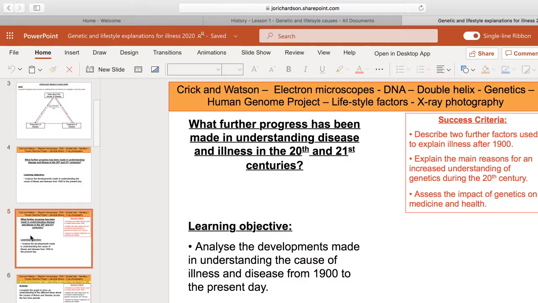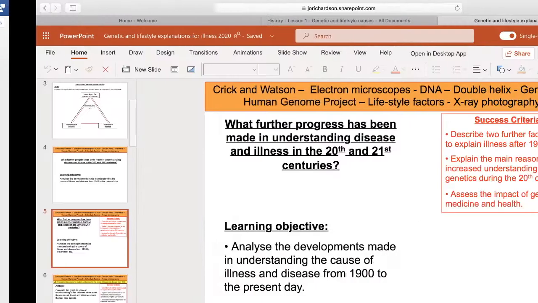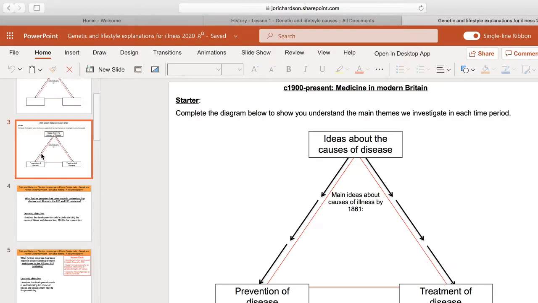And today we'll be looking at developments in science and how that has had an impact in our understanding of disease and illness. So to start us off, you've got a low stakes quiz to do that you should be able to answer from the industrial period. We then have this triangle over here, thinking about things that we did in the very first lesson. We're looking at the cause of disease, the prevention of disease, and the treatments of disease.